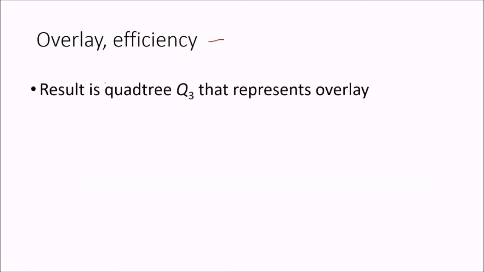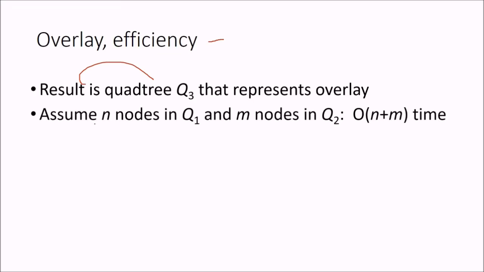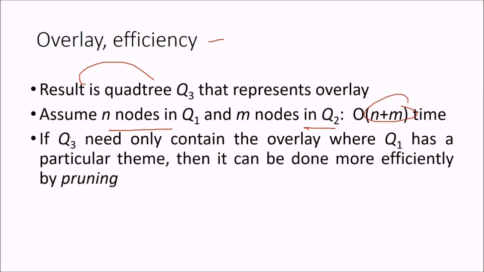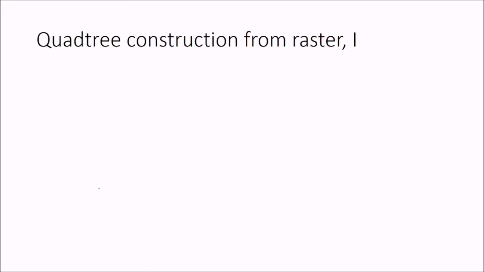For overlay efficiency, the result is quadtree q3 that you just saw, which represents an overlay. Just assume that we have n nodes in q1 and n nodes in q2, so the order will simply be n plus n. If q3 need only contain the overlay where q1 has the particular theme, then it can be done more efficiently by pruning. Pruning we can use.